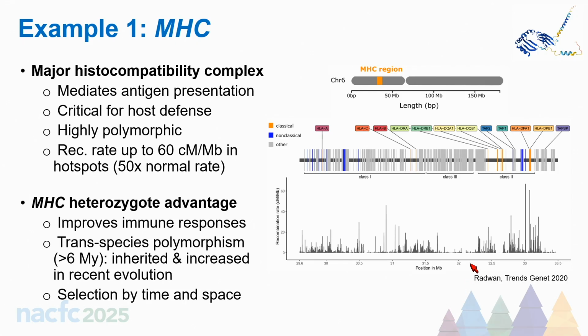Why is it an advantage? It's because when you're heterozygote, you have different alleles in a lot of these different genes. You have a much higher ability to respond to diverse antigens and to present them properly. And that obviously will allow you to have overall better immune responses.